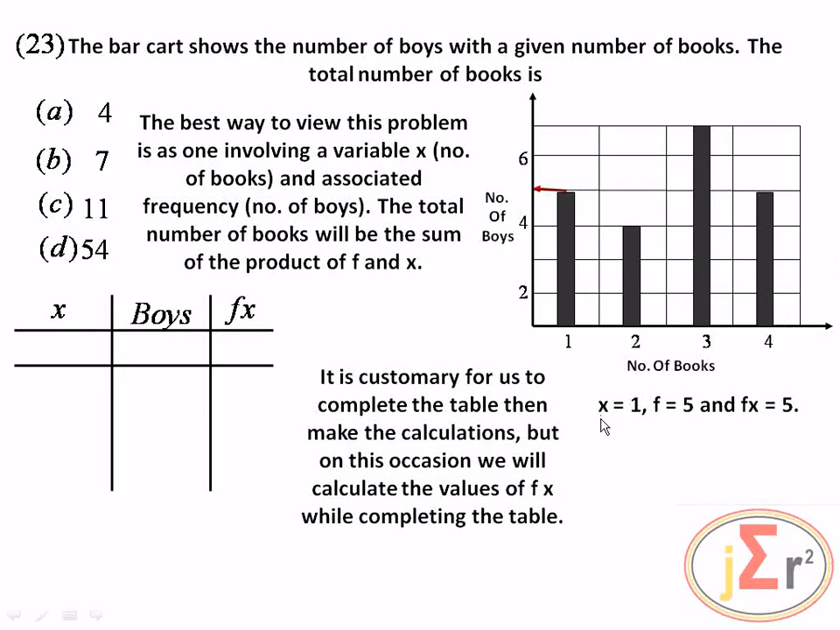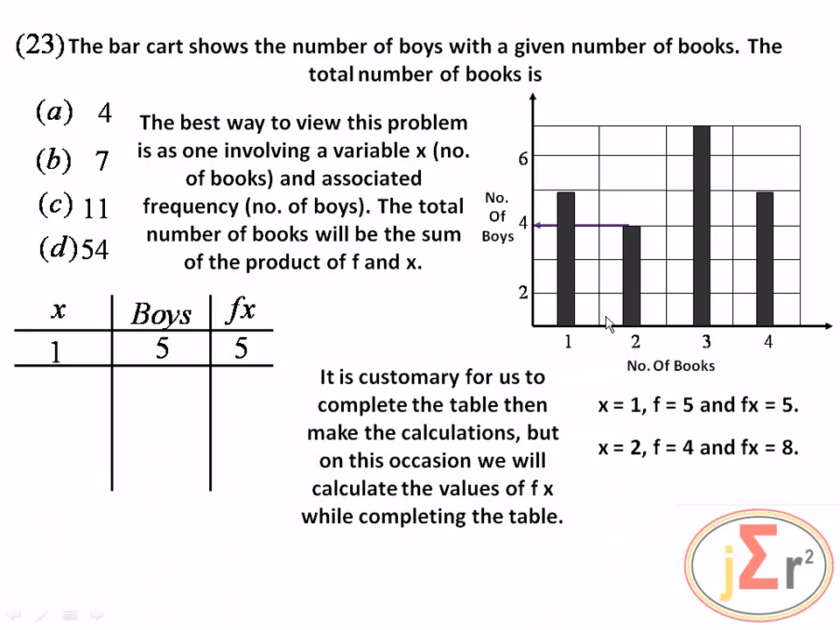In this particular case, x is equal to 1, so the value of the variable is equal to 1. f is equal to 5. The number of times that the variable occurs is equal to 5. And fx is equal to 5 multiplied by 1, which is equal to 5. And we have that represented in the table.